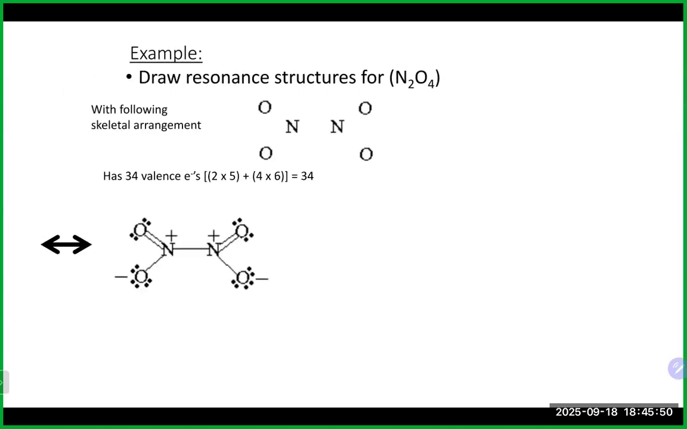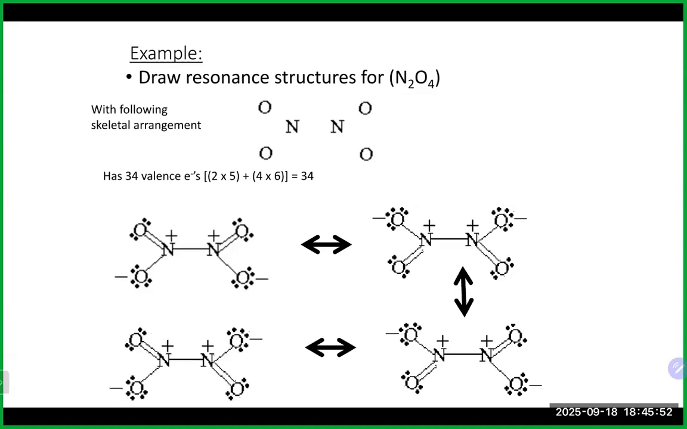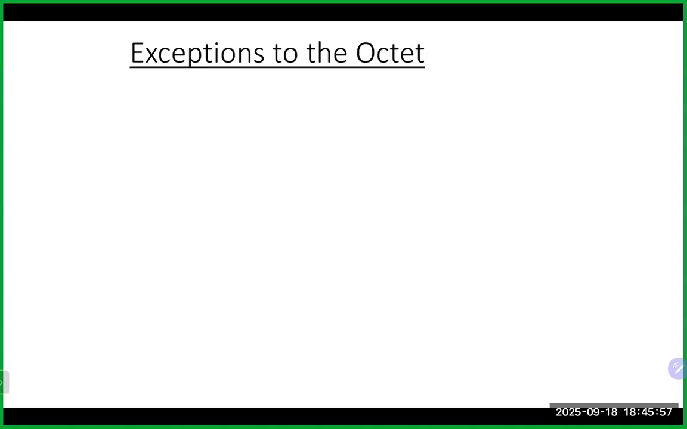All right, we get the idea of resonance structures here, a bunch of different ones you could get. Now, we're going to talk about exceptions to the octet rule. There are some exceptions to the octet rule that do pop up along the way, and some of these exceptions are what we're going to talk about right here.